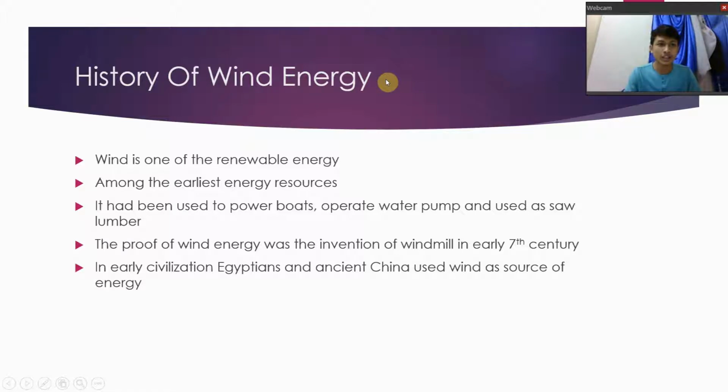So I will explain to you about the history of wind energy. So in this slide, wind is one of the renewable energies. This energy is among the earliest energy resources found in the world. So it has been used to power boats, operate water pumps, and as solar lumber. The proof of wind energy was the invention of the windmill in the early 7th century. So in early civilization, Egyptians and ancient China used wind as a source of energy.